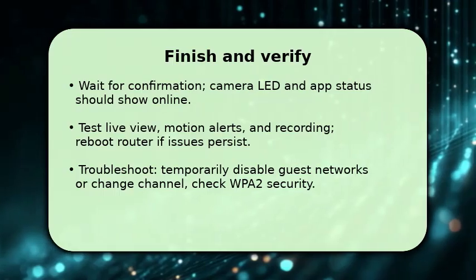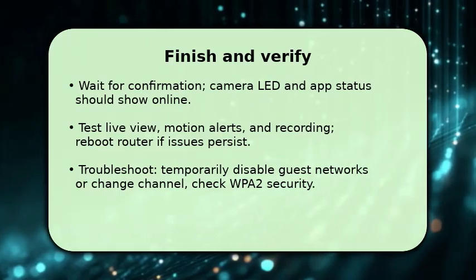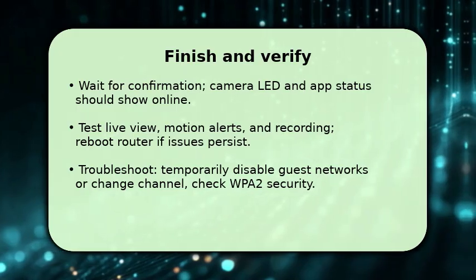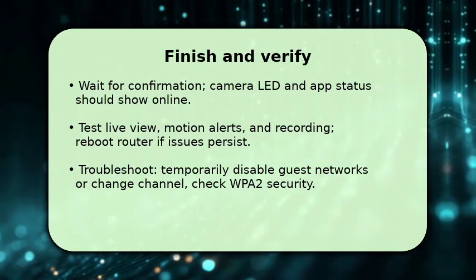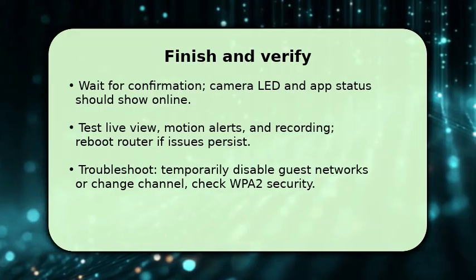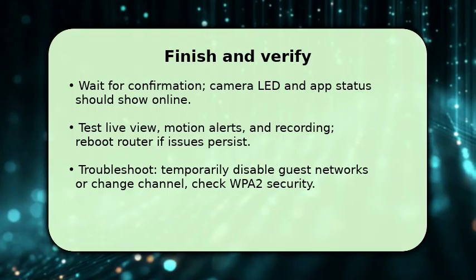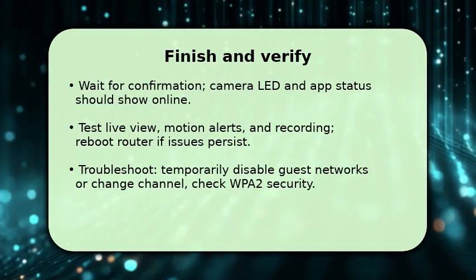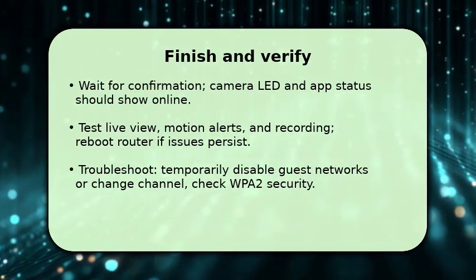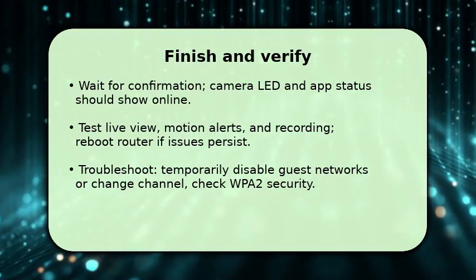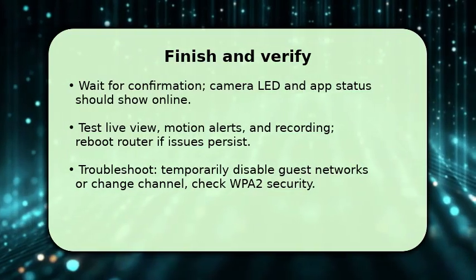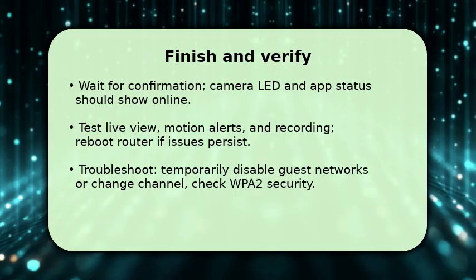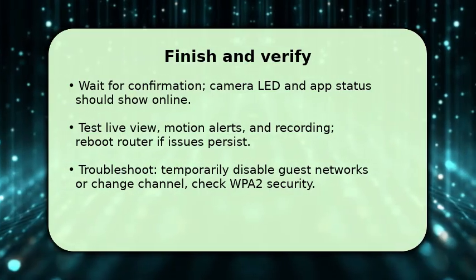You complete the process by waiting for the app to confirm the camera is online and syncing. Once the LED shows a steady or designated online color, open Live View and trigger motion to verify alerts and recordings. If it doesn't connect, reboot the router and camera, then try again. Intermittent interference or channel congestion often causes failures. As a key tip, if problems persist, temporarily disable guest networks and ensure your router uses WPA2. Some ADT cameras won't connect to open or enterprise networks.